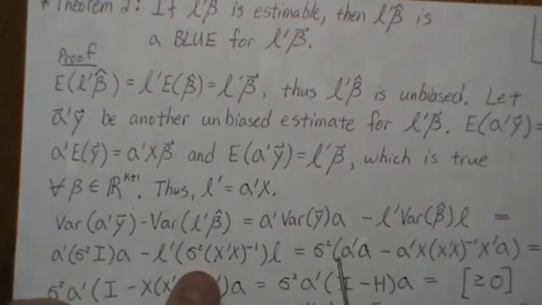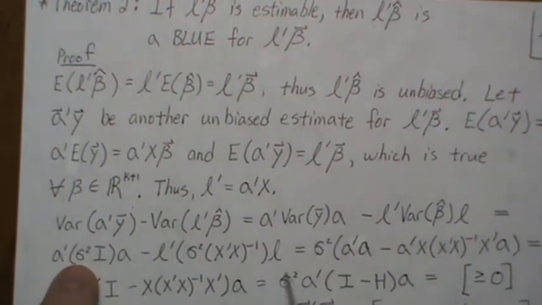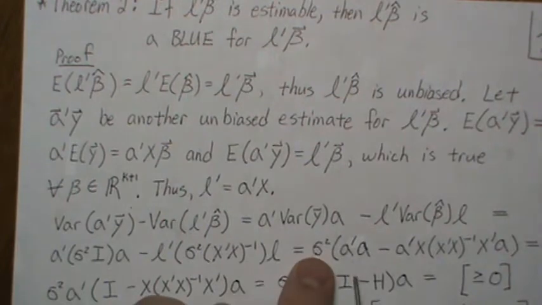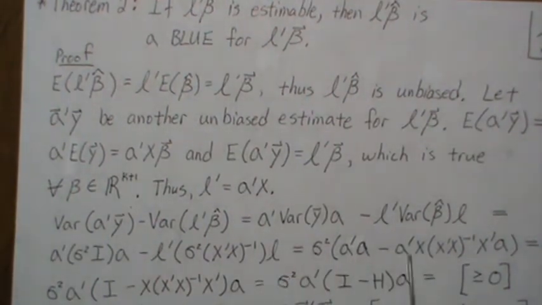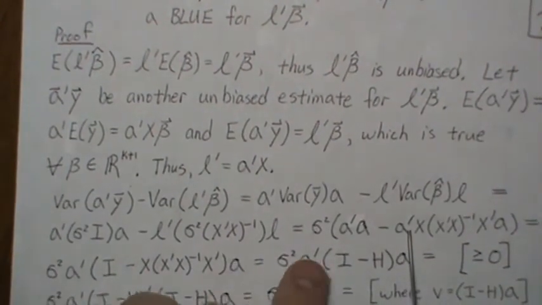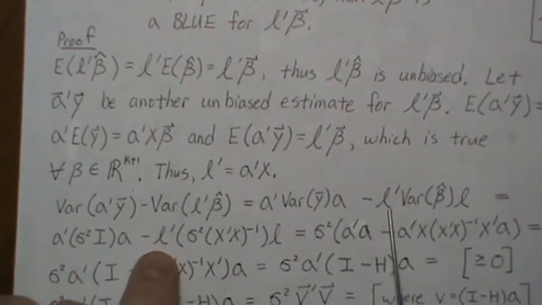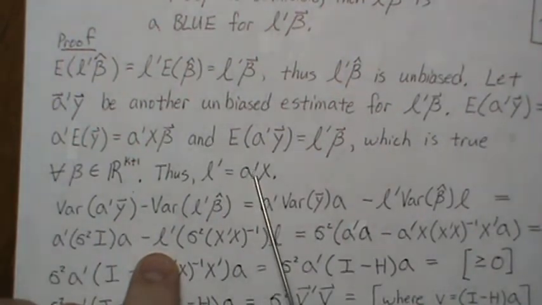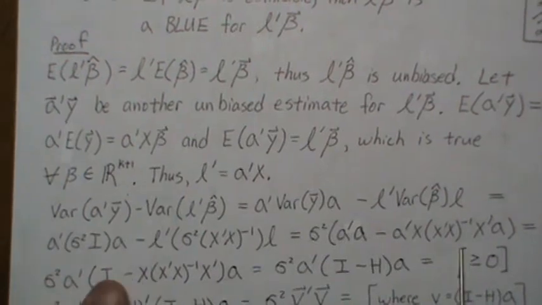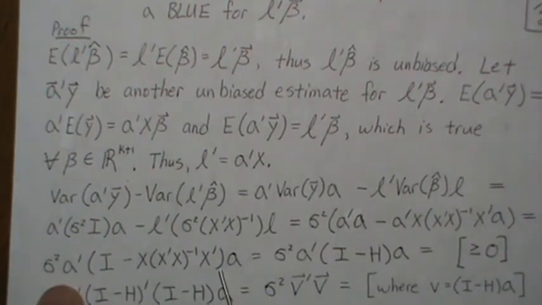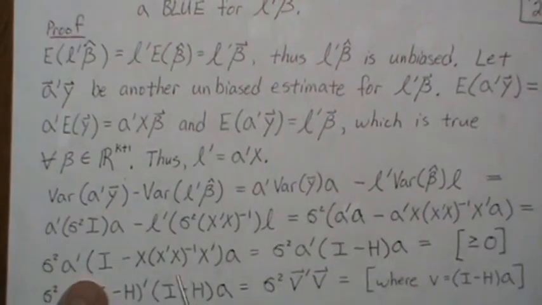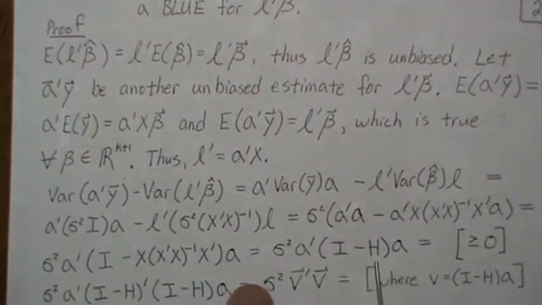Now, here we can factor out a sigma squared, and we get this. Since L prime is A prime X, we plug that in here for L. Now we left factor out an A transpose and right factor out an A, and we get this. And then we rewrite this as the hat matrix.